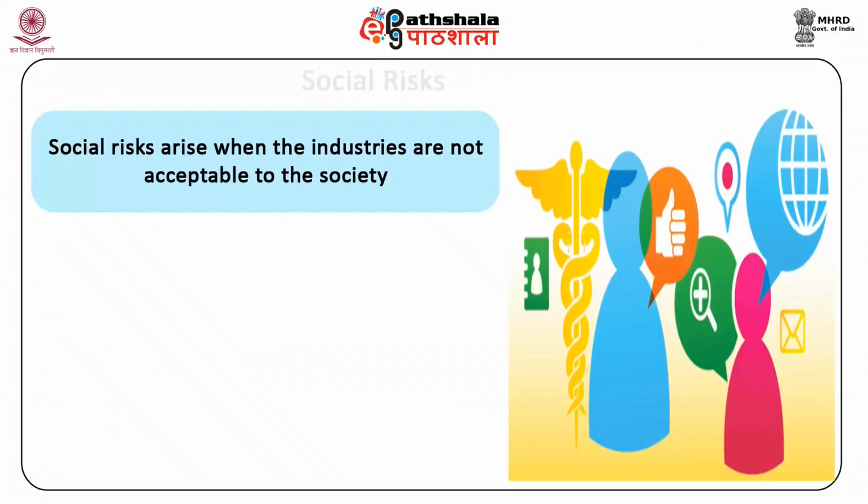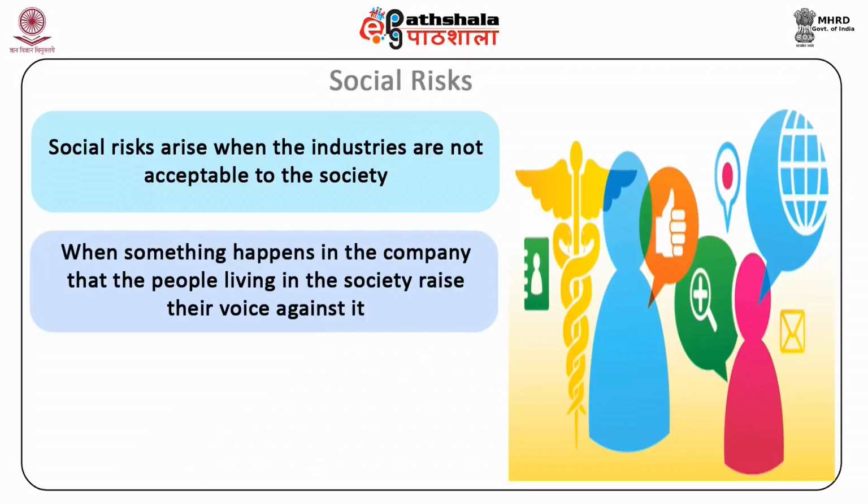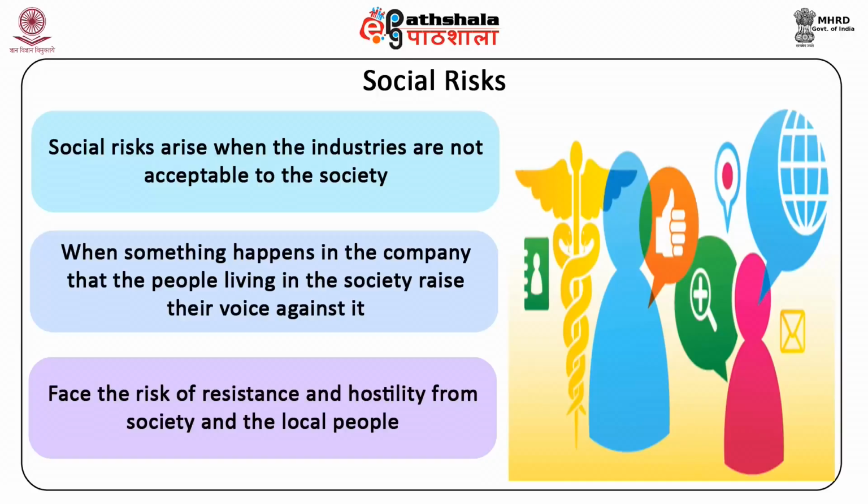Social risk. Social risks arise when the industries are not acceptable to the society or when something happens in the company that the people living in the society raise their voice against it. If companies do not take steps to protect the environment in which they operate, they face the risk of resistance and hostility from society and the local people. In some cases, it may threaten the very existence of the company. Union Carbide in Bhopal is one such example.